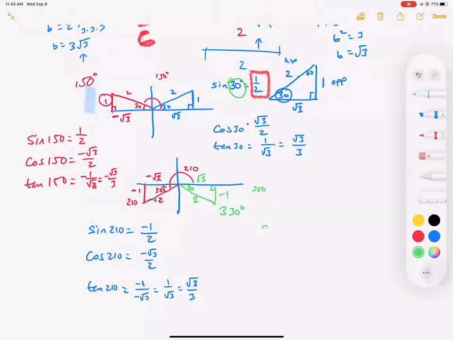All right, let's do our sine, cosine, tangent. Sine of 330 is opposite, which is 1, and hypotenuse is 2. Cosine of 330 is square root of 3 over 2, because it's my adjacent to angle 30. And tangent of 330 is opposite over adjacent, which is negative square root of 3 over 3.